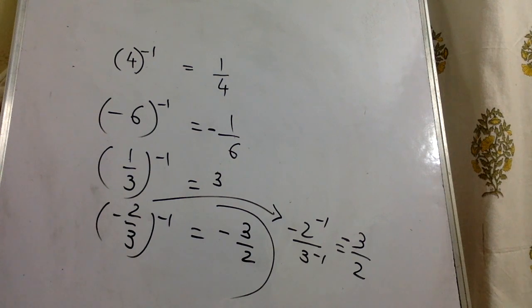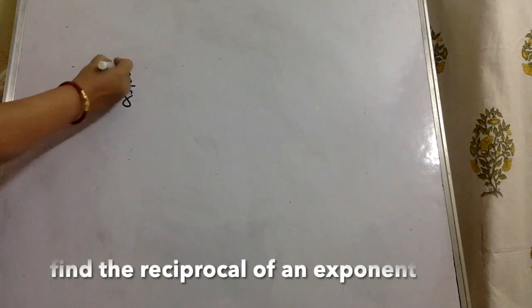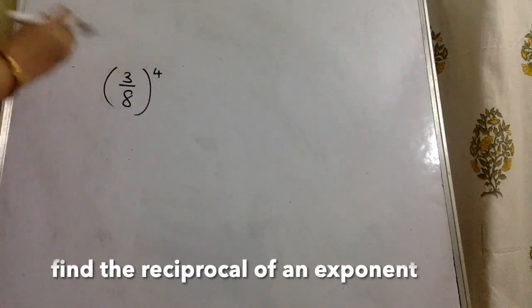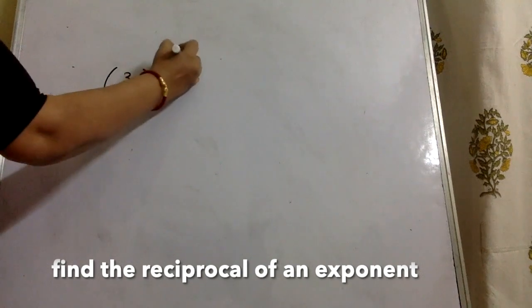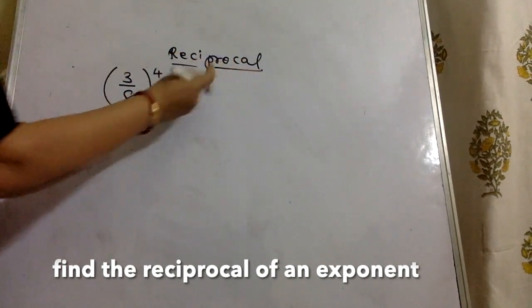Then let's come to something which is slightly different. What we are going to do now is find the reciprocal of the number 3 by 8 to the power 4. Find the reciprocal of this number, they are saying. Reciprocal. How do we find this?